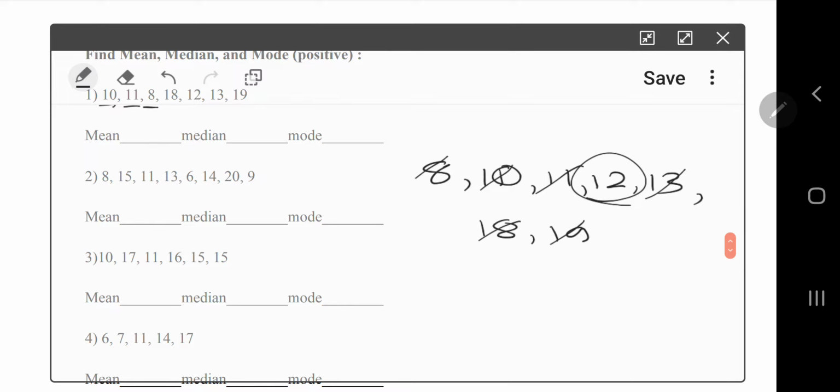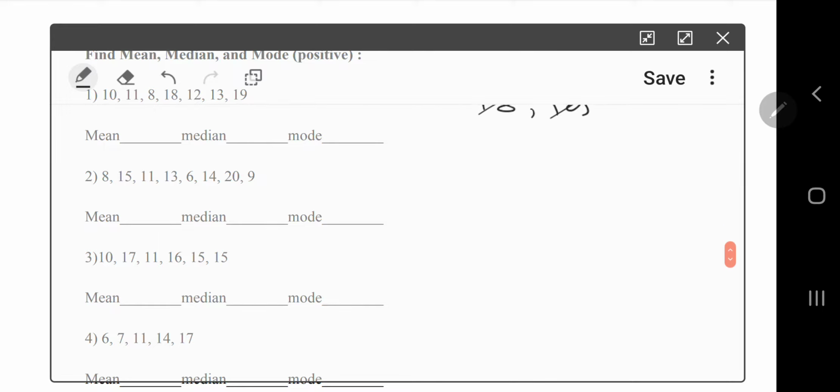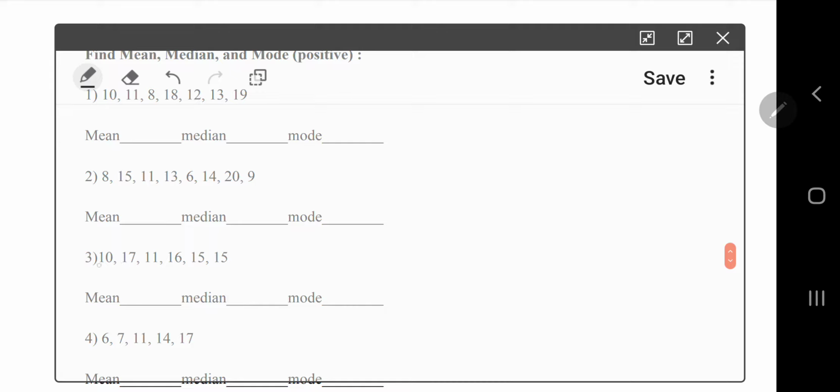And now mode. Mode is basically the most reoccurring number. So which number appears the most often. So in this number, there isn't any mode. So I'm actually going to be doing a problem that has a mode. So let's try number 3. So from number 3, we can see that there's two 15s here. And only 110, 117, 111, 116. So that means the mode would be 15, since 15 is the most reoccurring number.